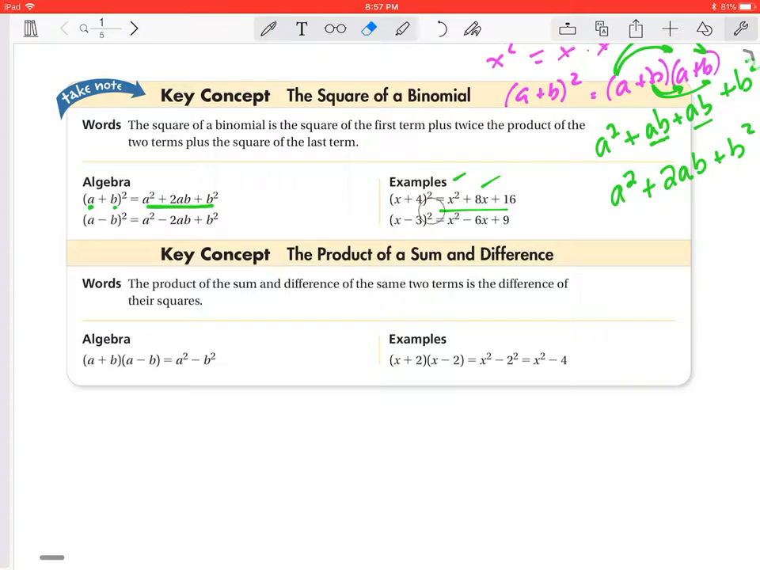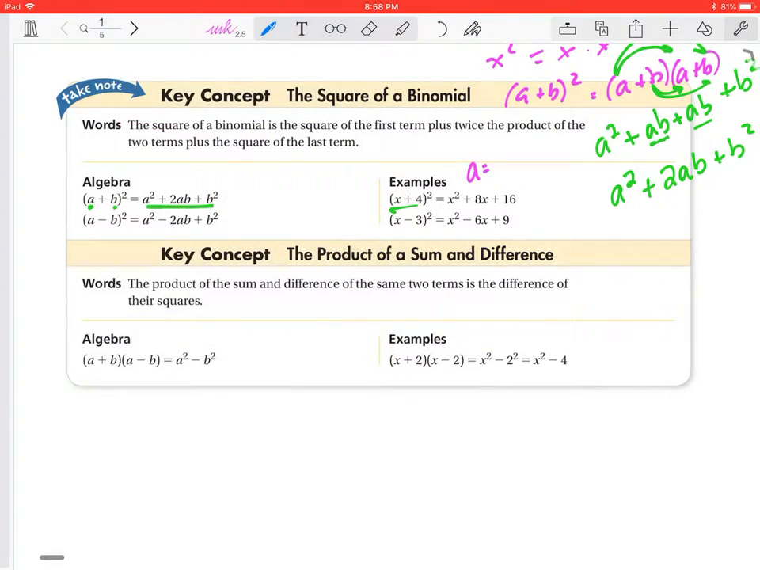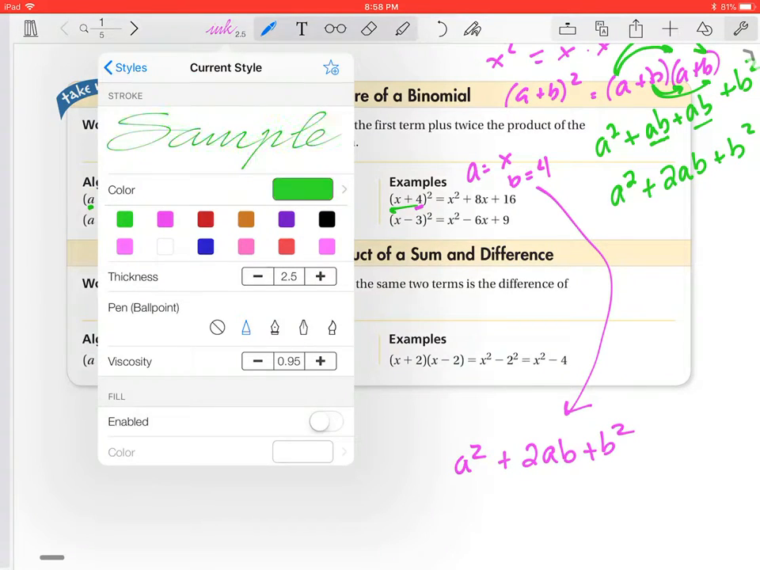So, for example, let's look at the example that we're given: x plus 4. Then if I have x plus 4, my a value is going to be equal to x. My b value is the value in the place of that term, so that's going to be 4. So now, in place of a, I'm going to write this down here just so that I have room: a squared plus 2 times a times b plus b squared. Now, I'm just going to substitute values in.